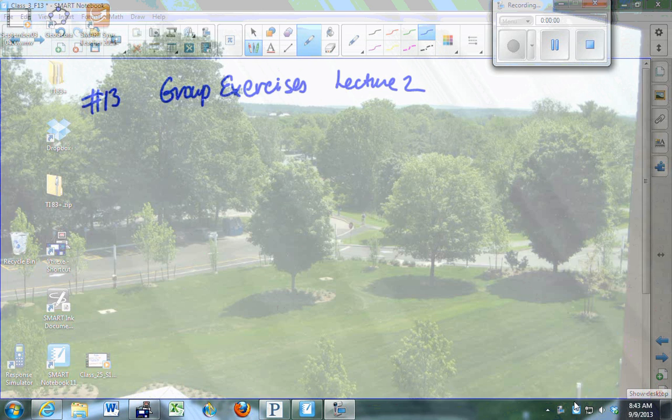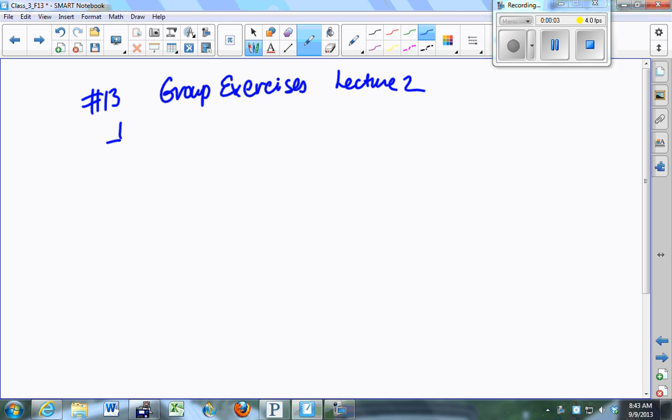What does the answer say for number 13? It says 1 over 32. Right. That's a typo. It should be 1 over 4 to the 5th, which is 1 over 1024. So I know that messed a few of you up.